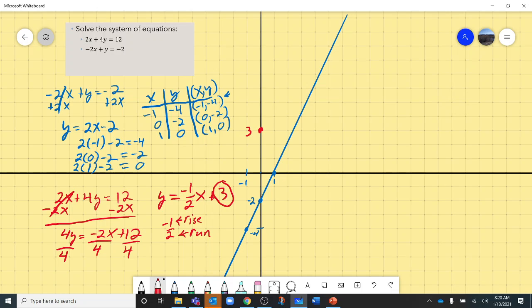If my rise is negative 1, that means I'm going down 1. So I start at my y-intercept, go down 1. My run is 2, so I'm going to go over 2. So I have a point right there. And then I'm going to go down 1 and over 2 again. And so my graph should look about like this. That's at 2. That's at 4. And there would be a 3 right here.